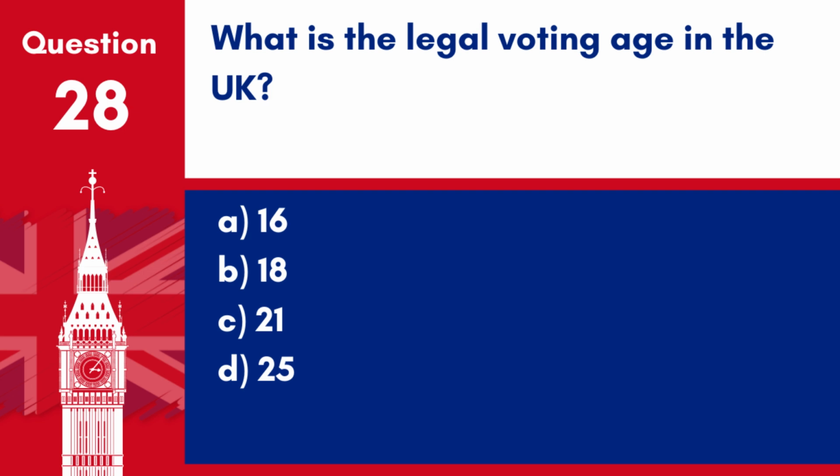Question 28. What is the legal voting age in the UK? A. 16, B. 18, C. 21, D. 25.